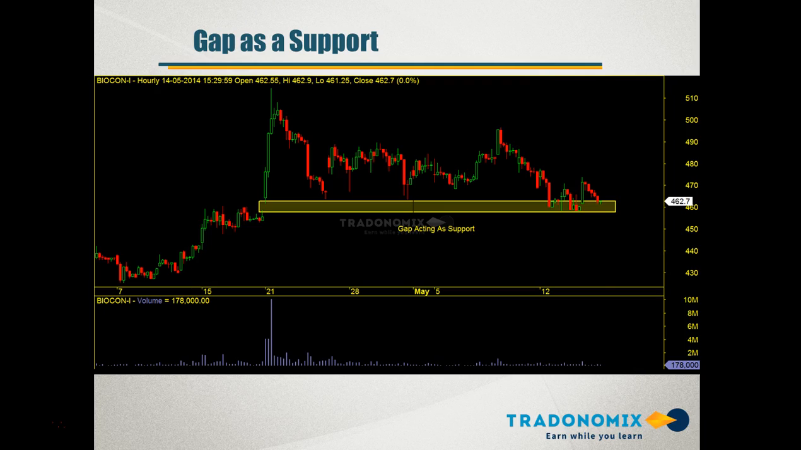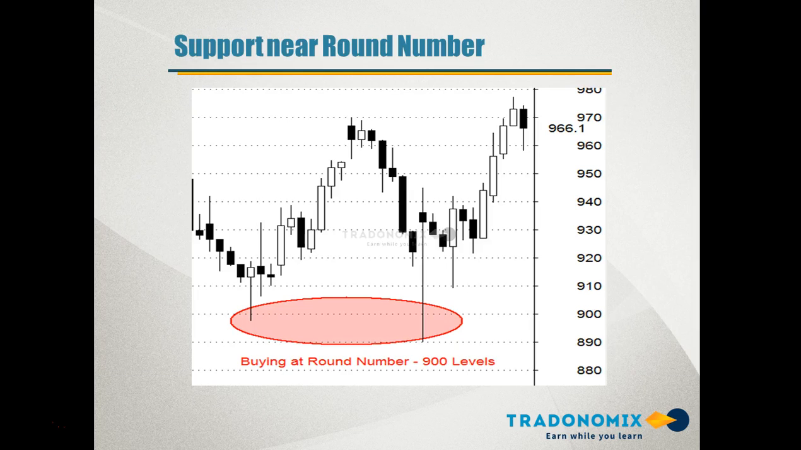The other support is where a gap acts as a support. You can see that there is a gap up, and that gap has behaved as a support in future time frames. Round numbers also behave as support. So here you have a round number of 900 behaving as a support and not letting the prices move further down. It is stopping at 900 and pushing the prices back up.